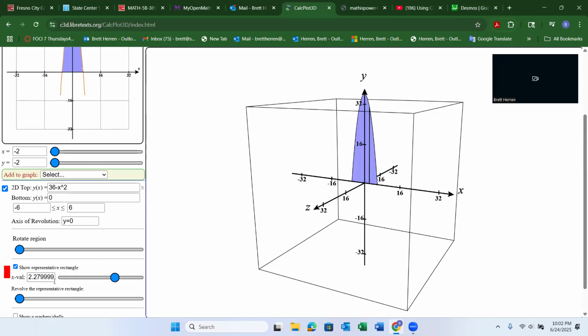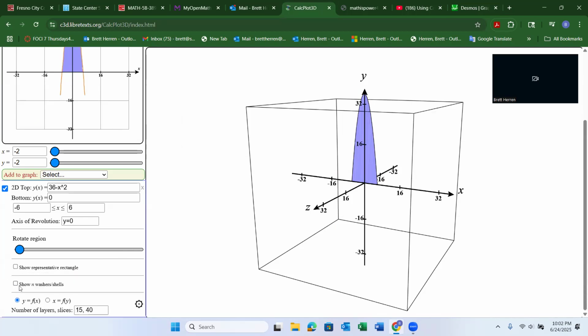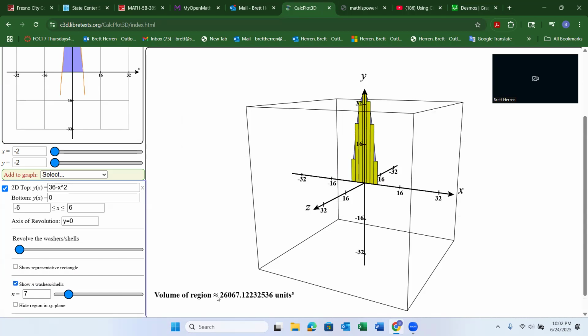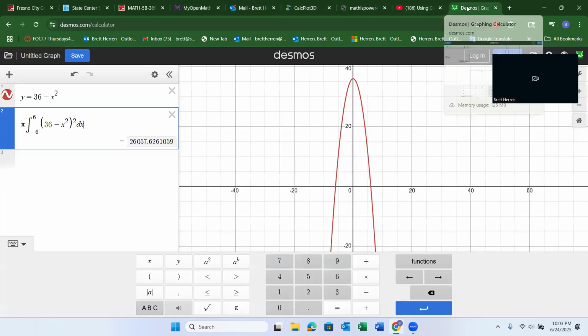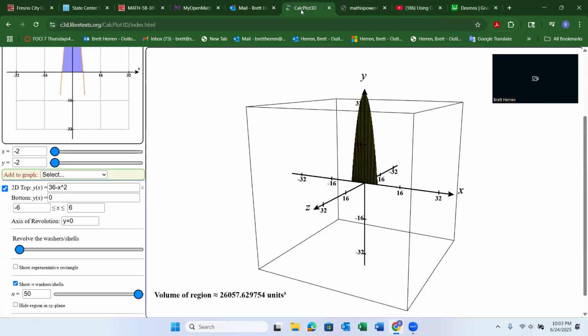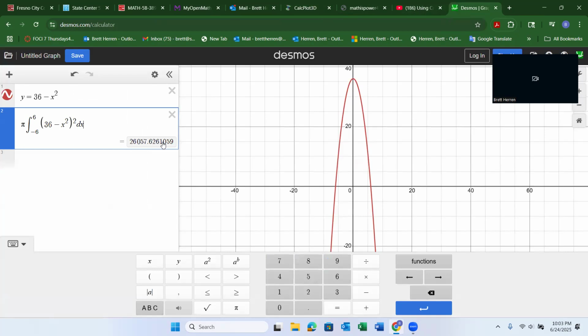By the way, back to our Calc Plot 3D. Remember when I showed the washers, see, that was pretty close. 26,000. Now it's not exactly right. If I do more, it might get closer. No, it's best to do 26,057. Desmos has given us the real answer, which is 26,057. That's pretty close. But the decimals are wrong. 6297. The decimals are 6261. Pretty darn close.